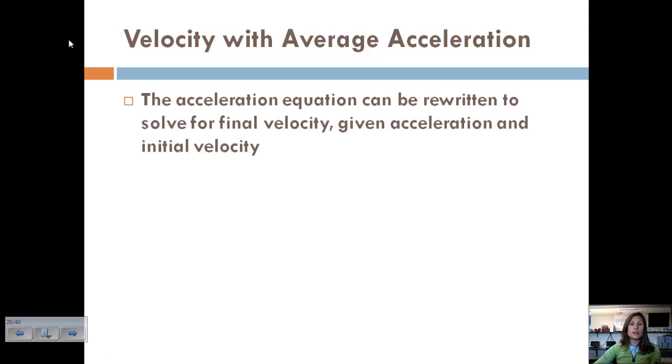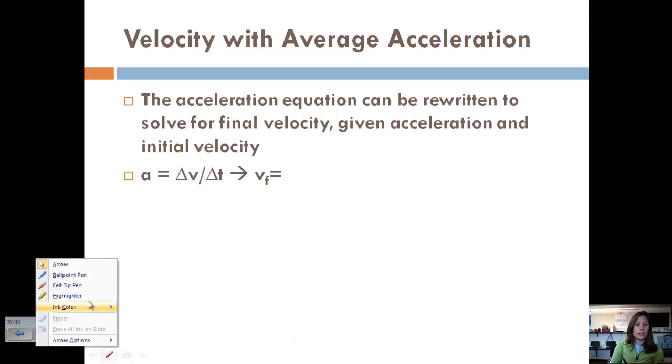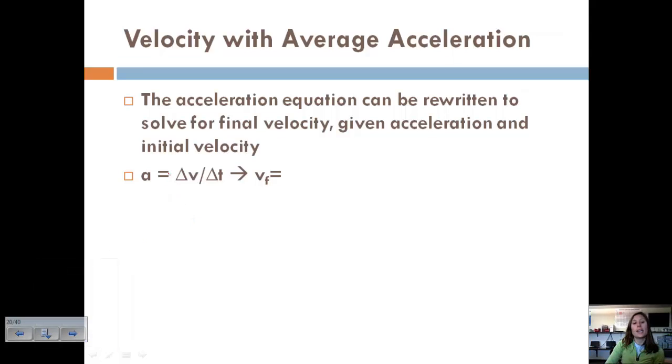So we can take the acceleration equation and rewrite it to solve for final velocity, given acceleration and initial velocity. So far we have taken that initial equation of acceleration equals change in velocity over change in time, and that's what we've used and solved for acceleration. But sometimes we want to solve for other variables. So basically this is just a rearrangement of the original equation. But if you want to put these other rearrangements on your card, you're more than welcome to do that also.